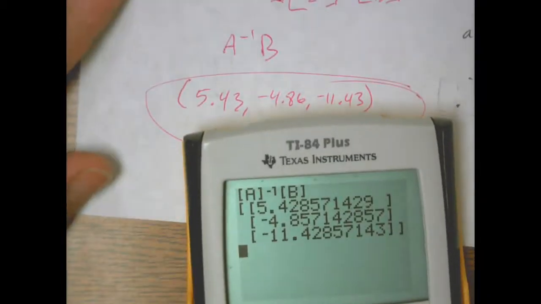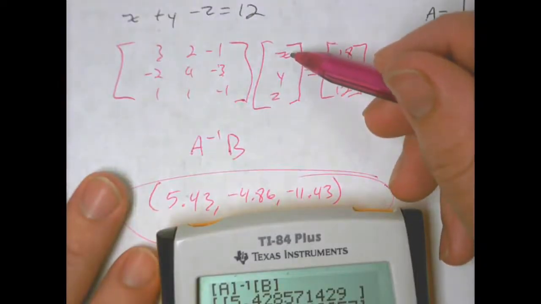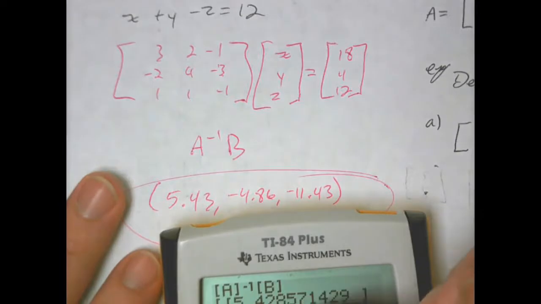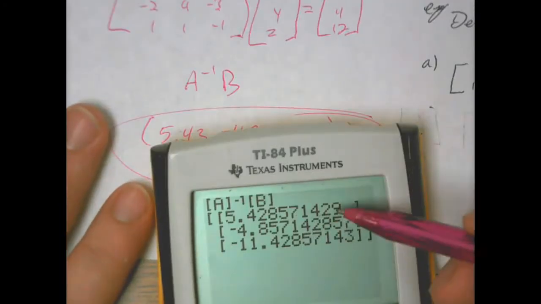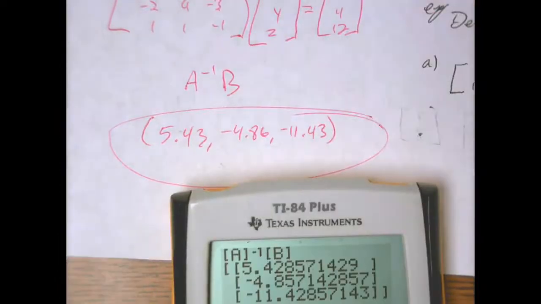Notice again, you had your variable matrix set up in x, y, z. So we know this is x, y, z in your calculator. We write our ordered triple in alphabetical order. All right, moving on.